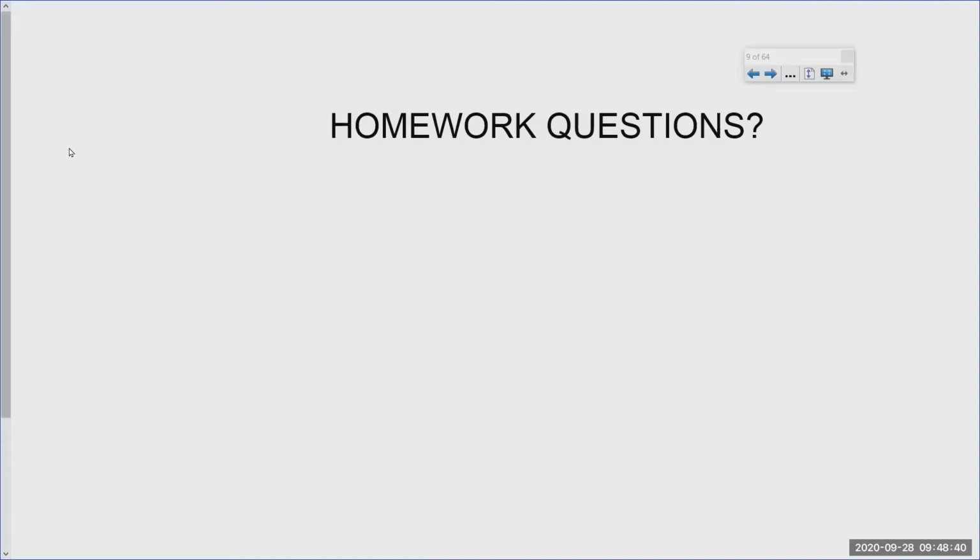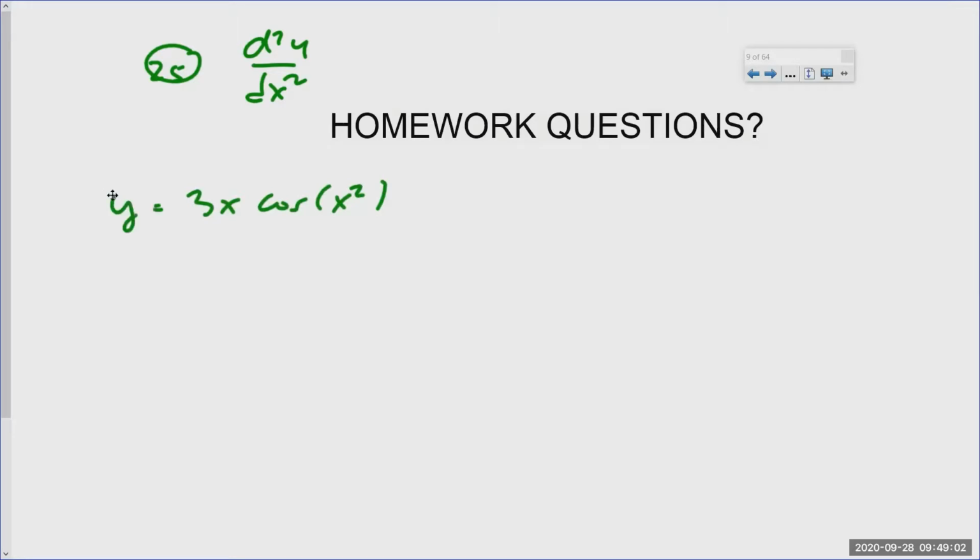25. We're going to start with 25, guys. Look to see what homework questions you need help on, and let me see if I can help you here. All right, guys, on 25, we want to take the second derivative. Okay, oops, I got this confused. The second derivative of 3x cosine x squared. Okay, y equals.